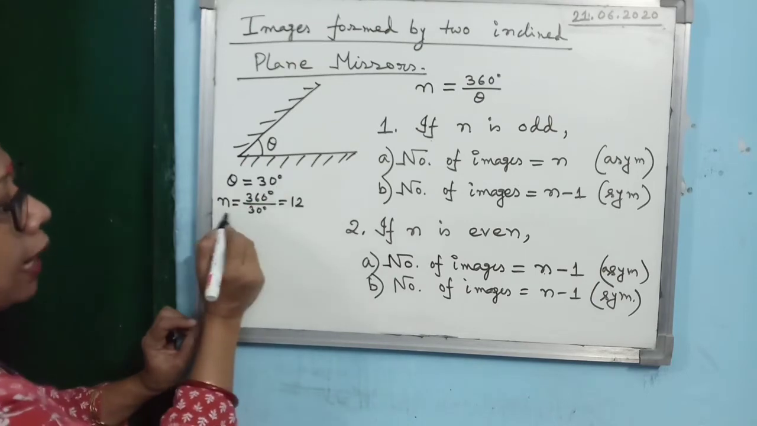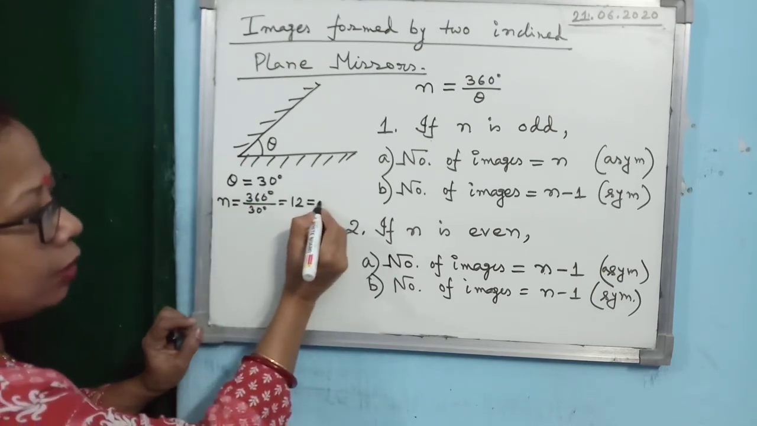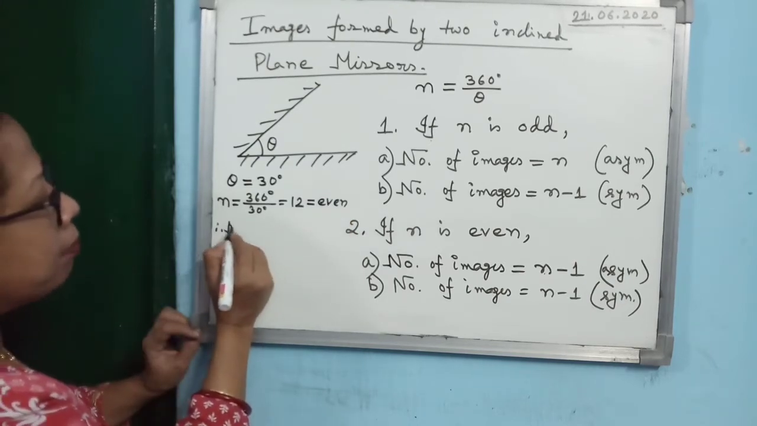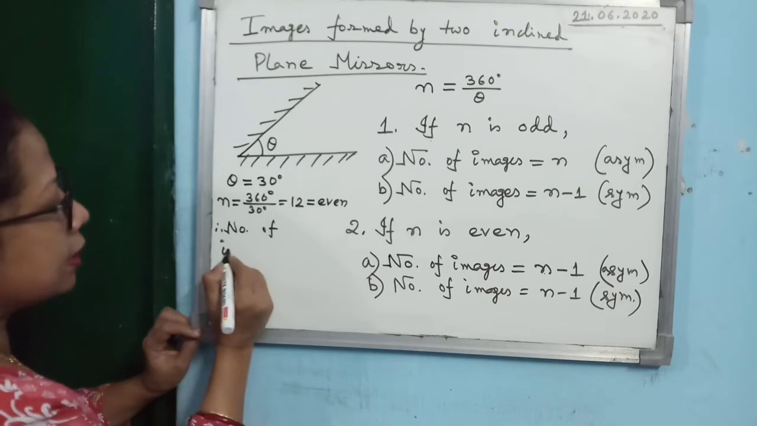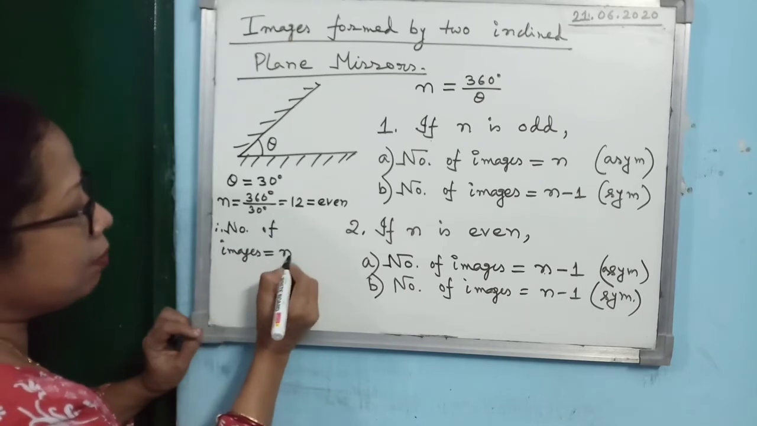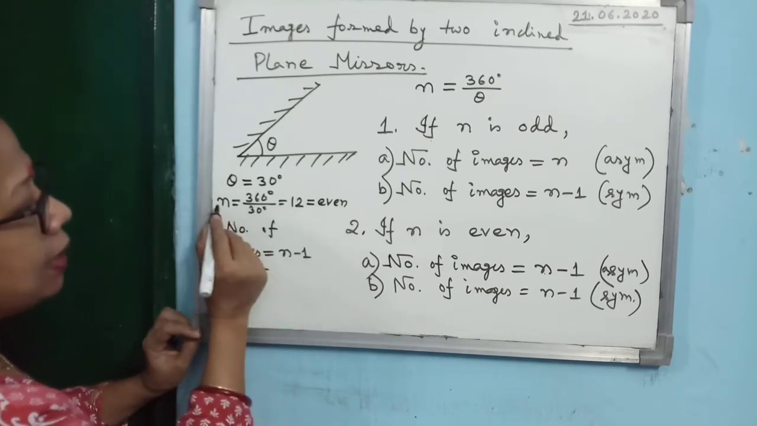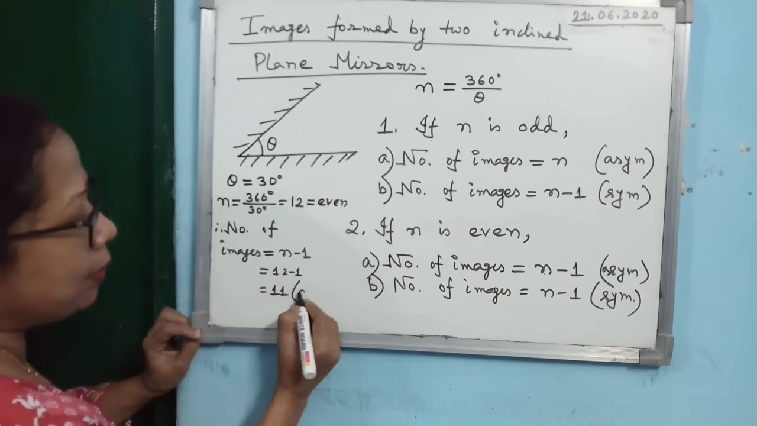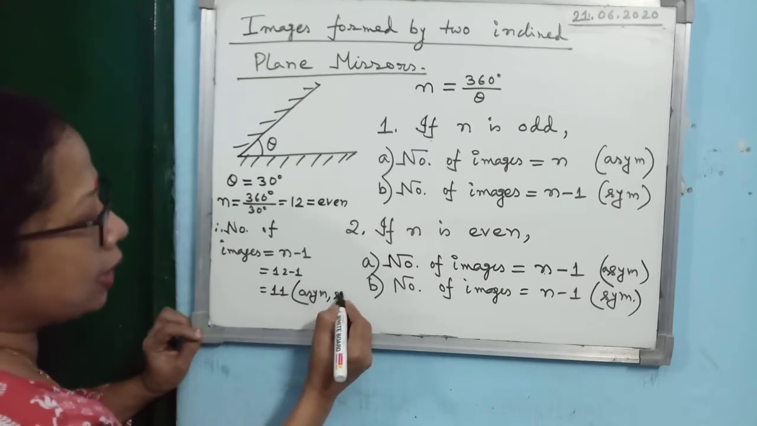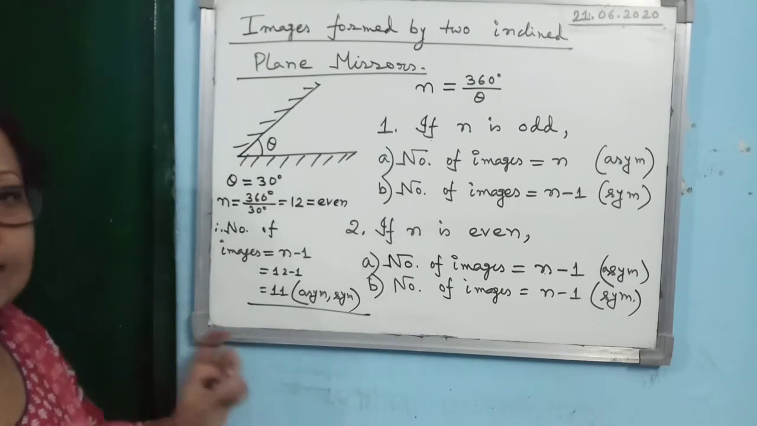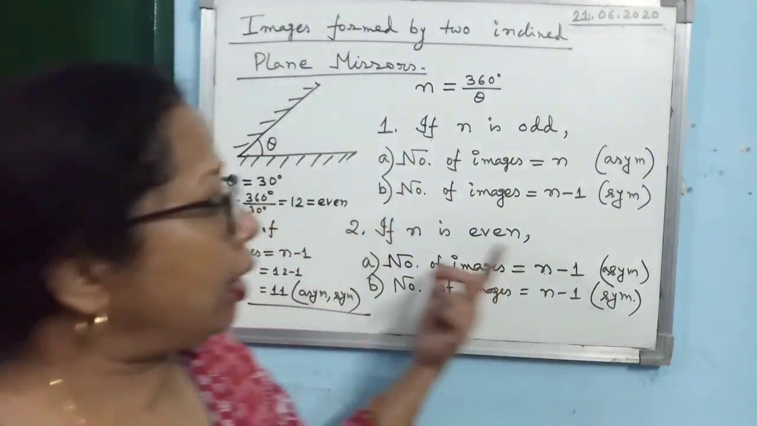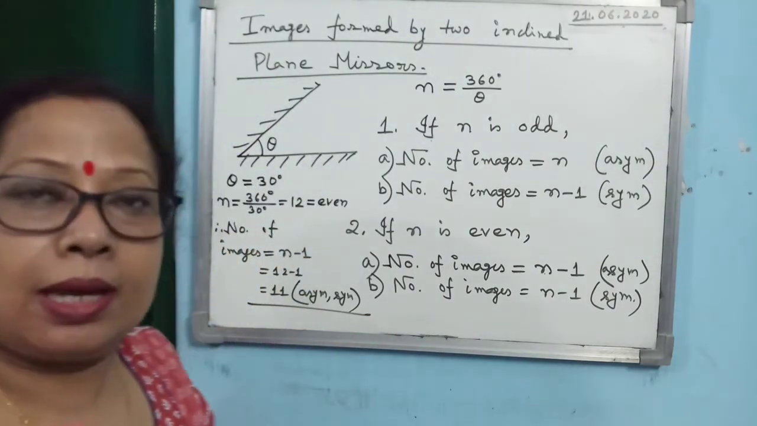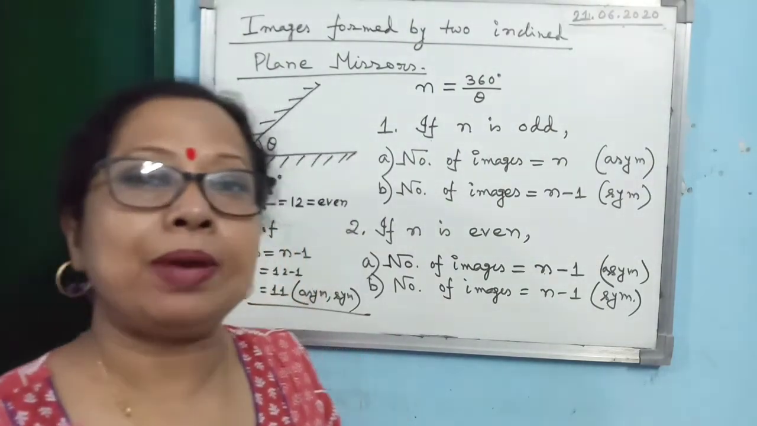So how can you write it? If theta is equal to 30, n is 12, then here you write down even. Therefore, the number of images, this is the way you will write, n minus 1. How much is n minus 1? N is 12, so 12 minus 1, 11. Then within brackets you write asymmetrical, comma, symmetrical. For even, the advantage is that anyway you keep the object within the mirror, the number of images will be the same. It may be asymmetrical or it may be symmetrical.